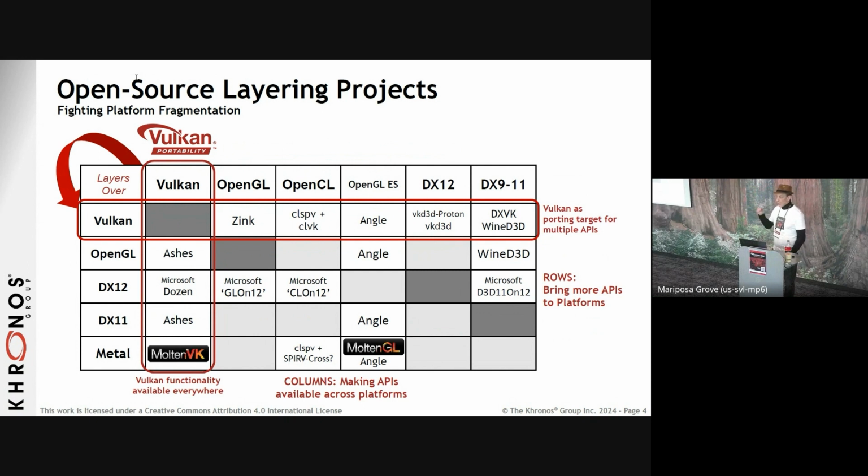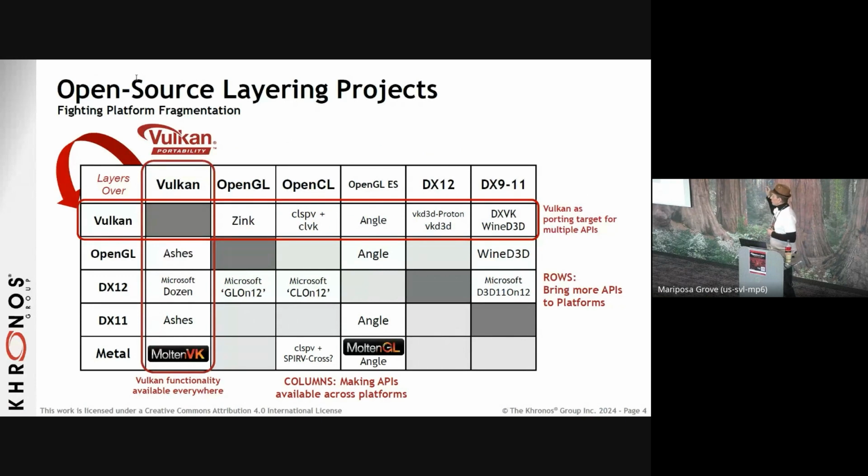Along the top here, we have APIs that I want to use. So if I'm in the rightmost column at the top, it says DX11. I want to use DX11. My app, my game, is a few years old and it uses DX11. But I'm in an environment like Apple or Linux, or one of the handheld devices, that doesn't allow me to run DX11. So what do I do? Okay, so there are implementations of DX11 layered that run on Vulkan.